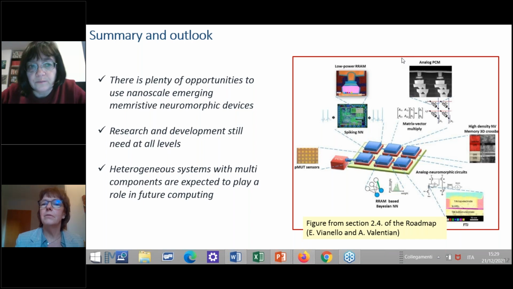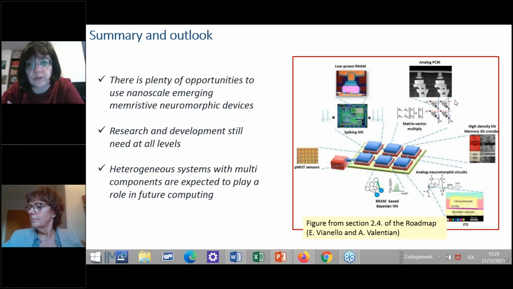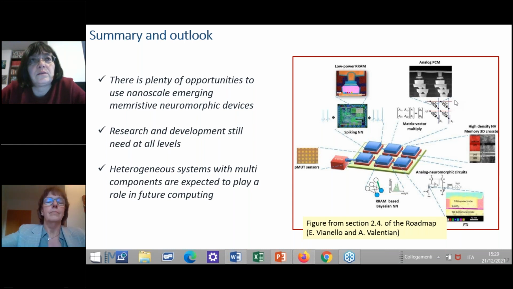Okay, then there's a last question about the asymmetry. Linearity might not be essential, but how about the asymmetry between potentiation and depression? Asymmetry is very important indeed, because otherwise you have to use some correction strategy during your algorithms. But yes, there is room also to improve this aspect in terms of developing new materials or new devices or programming strategy.